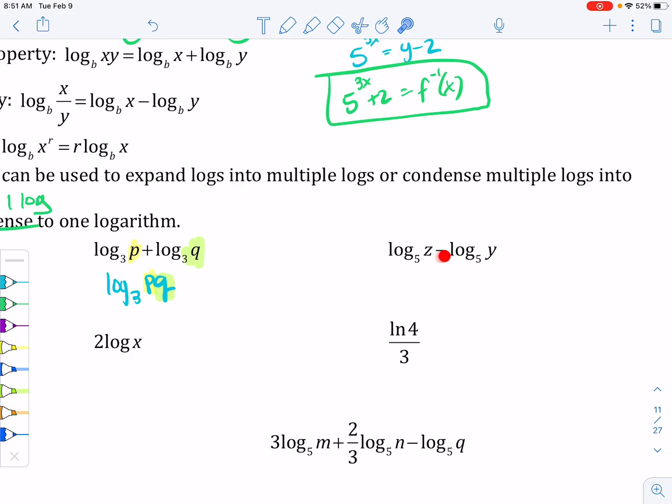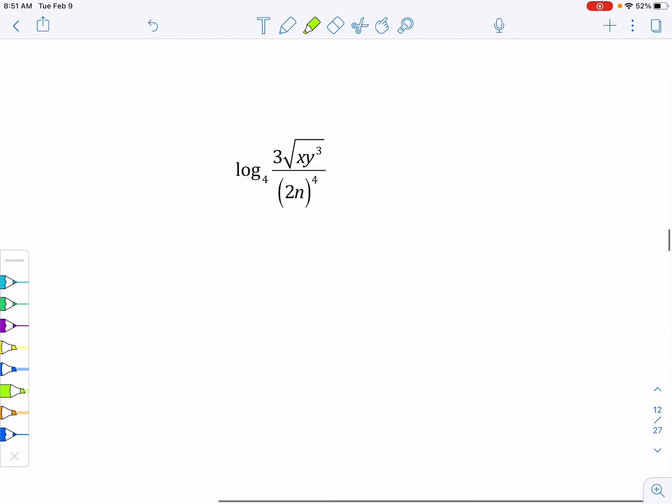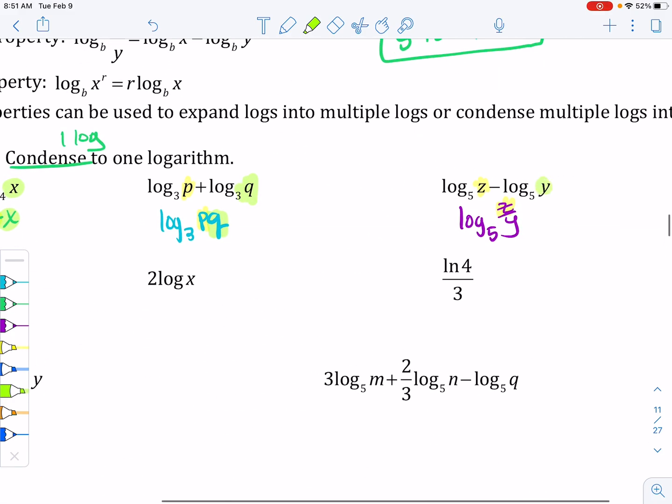On this one, instead of a plus, we have a subtract. So our subtract, if you have your arm out as a subtract sign, you can tilt it sideways to make a divide. So you're going to condense it down to one log, and you're going to divide the two arguments. So you're going to do the z divided by the y. Wow, that's not what I was trying to do. Okay. So then we get log base 5 of z divided by y.